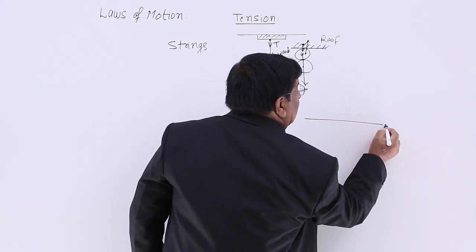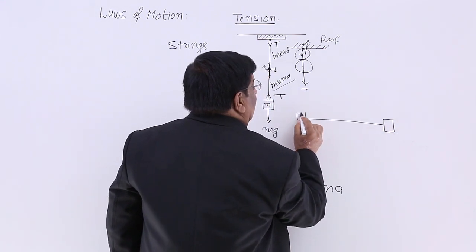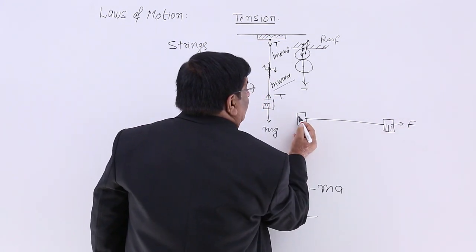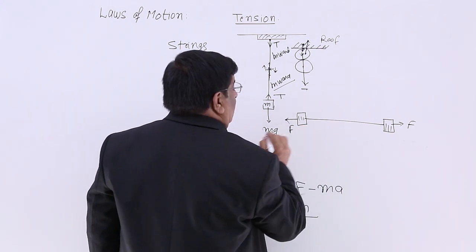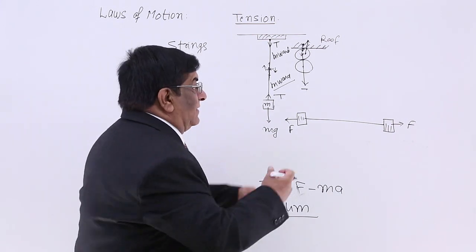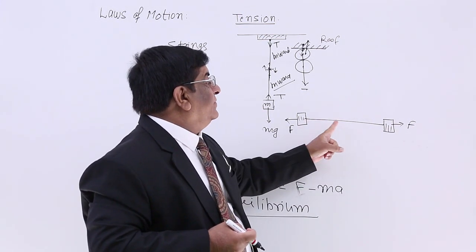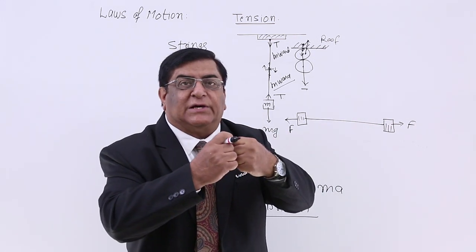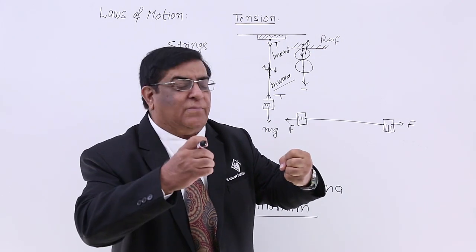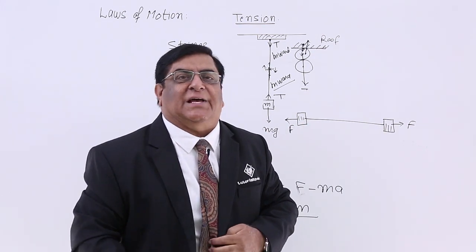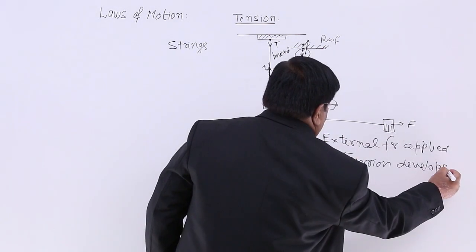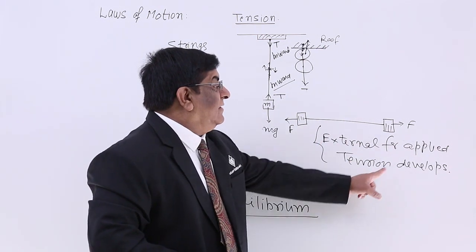Now, if this is a string and there is a strength pulling the rope on both sides, there are so many boys pulling it in this direction, and there are so many boys pulling it in this direction. It is in equilibrium, both the forces are equal to each other. Now, if it is in equilibrium and both are pulling, how much is the force between these two molecules? Because all molecules are trying to be separated. This force is trying to separate them, and they do not, because one molecule is pulling the other molecule, and we call this force tension. So whenever external force is applied, tension develops.